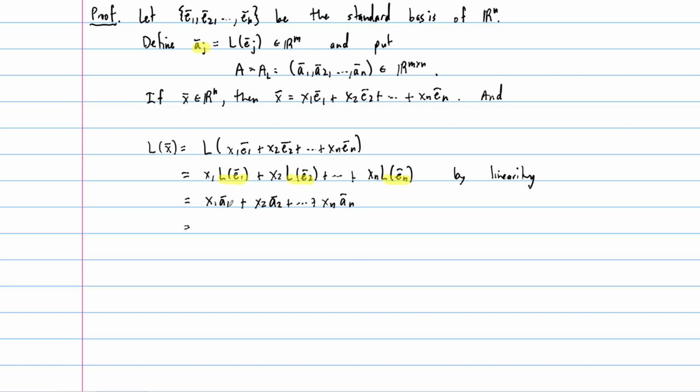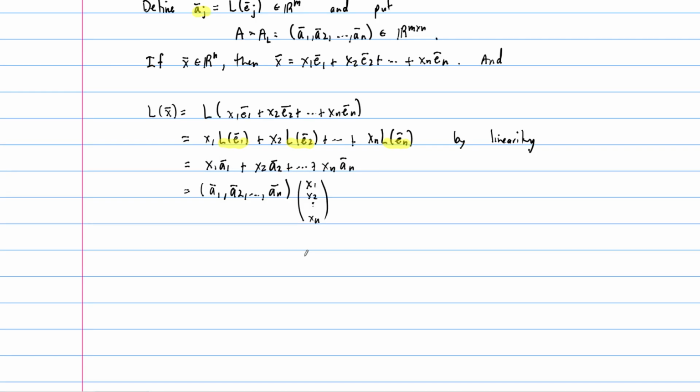If we collect all of the column vectors into a row vector, in other words, we make it a matrix just like this, then we can write this as a1, a2, etc. There's our matrix A, written as a row vector whose entries are its columns, times the column vector x1, x2 through xn. And look at this. This is exactly the matrix A times the vector x in its standard coordinates. So this is exactly A times x. And that's what we wanted to prove.